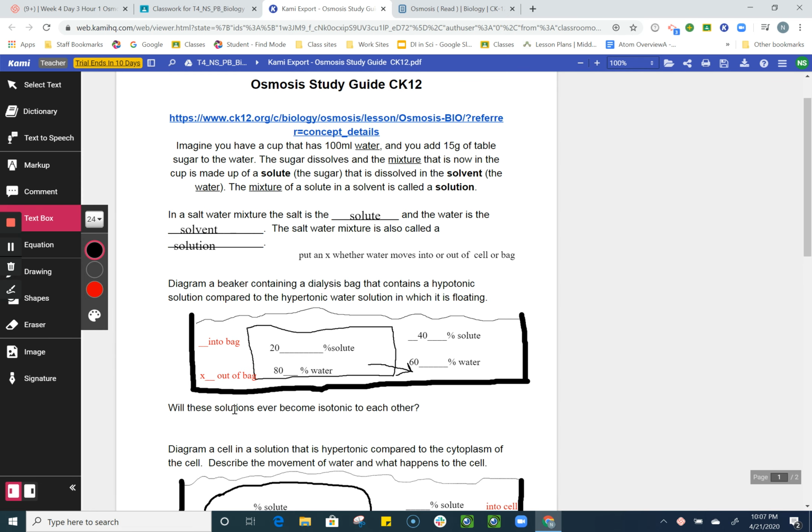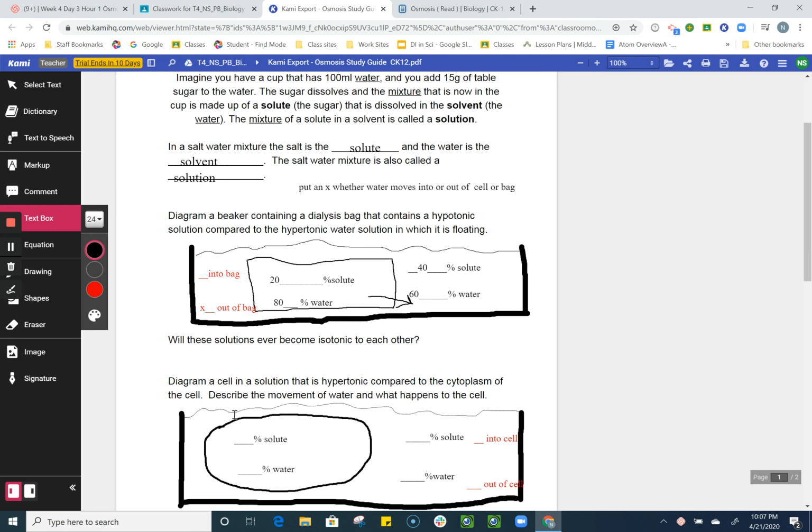Okay. All right. Will these solutions ever become isotonic to each other? And that answer is yes. Because eventually, if you have 80 here, 60 here, eventually enough water will flow out. And so there'll end up being a 70-70 split. The water can still move back and forth, but it does at an equal rate. So yes, they could become isotonic.